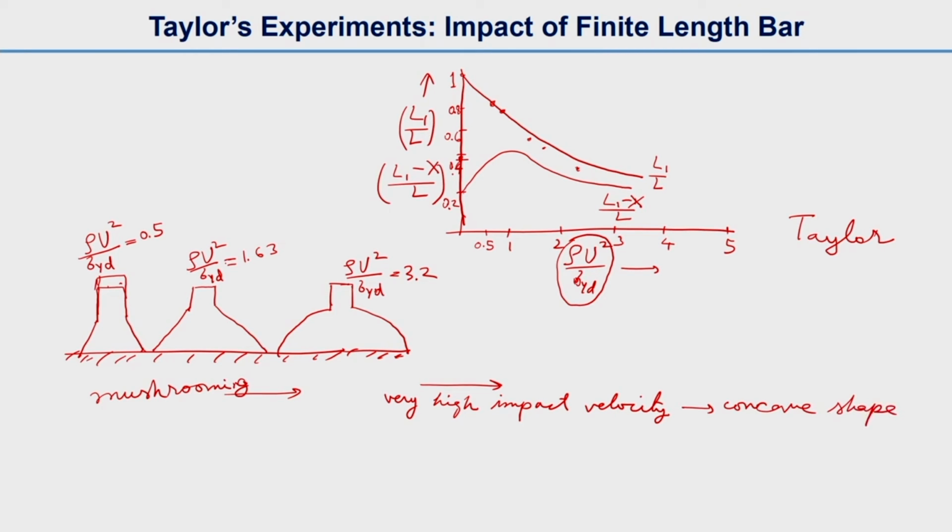Taylor's experiment is for a steel projectile or steel bar, and for steel, this value of 0.5 corresponds to an impact velocity of about 250 meters per second. So you can imagine how fast it will be for the other cases.